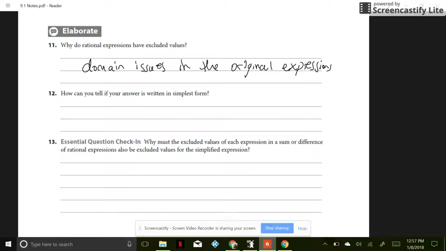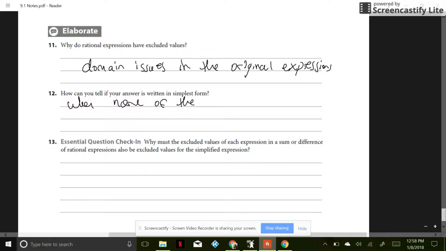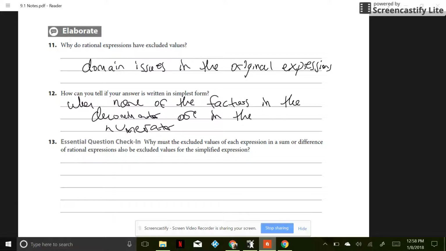Then how can you tell if your answer is written in simplest form? When none of the factors in the denominator are in the numerator. That means we can't do any more canceling or dividing out once anything in the denominator is no longer in the numerator.